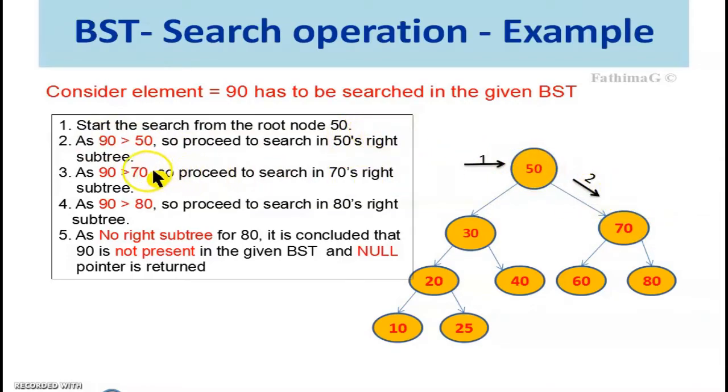Reaching the right subtree, as 90 is greater than 70, proceed to search in the 70's right subtree. Reaching the right subtree, as 90 is greater than 80, proceed to search in the 80's right subtree. As there is no other right subtree, it is concluded that 90 is not present in the given BST and the null pointer is returned.